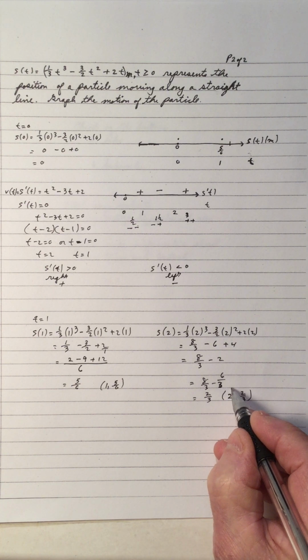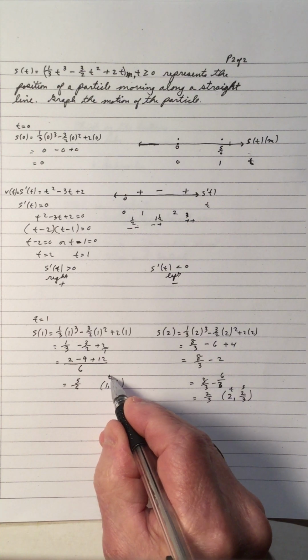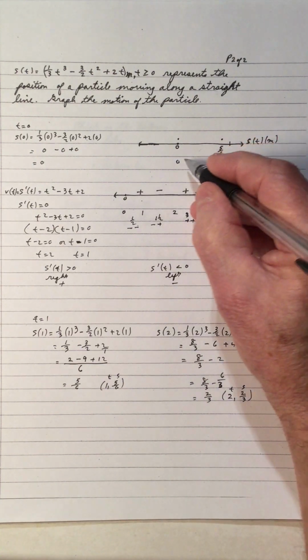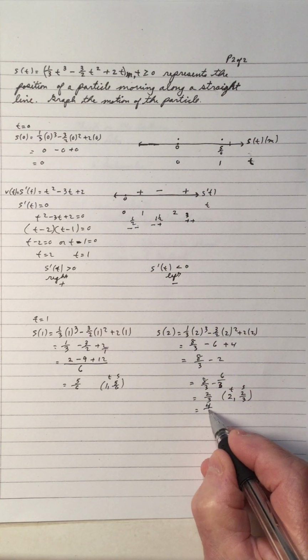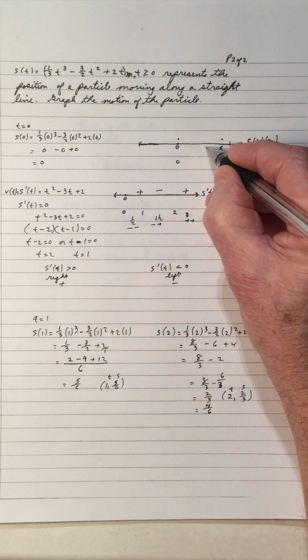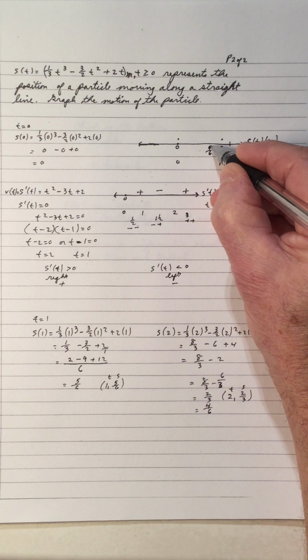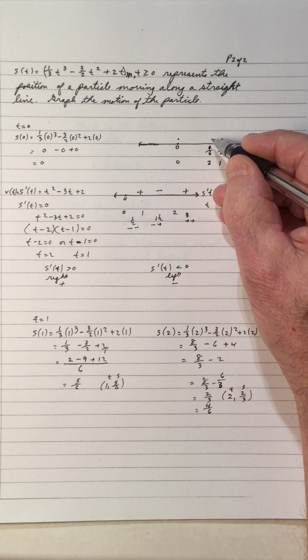So remember, this is time and this is S. So at 2 seconds is at 2/3. And 2/3 is the same as 4 over 6. So let's put 4 over 6 right here. So at 2 seconds, it's 4 over 6.